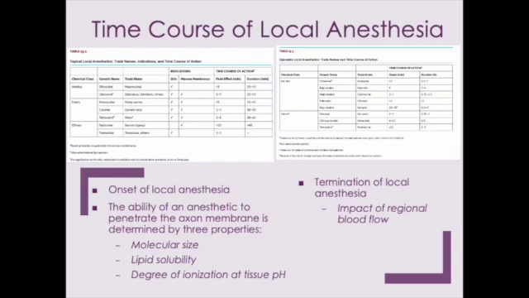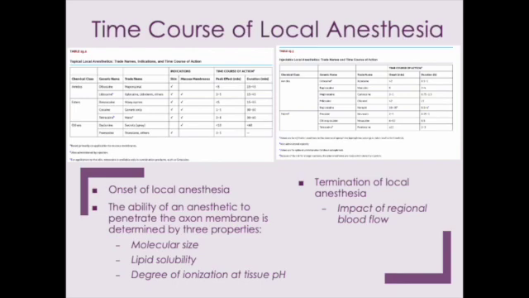I'm going to say that one more time. The anesthetics that are smaller in size with high lipid solubility and low ionization will actually cross the membrane more quickly. In contrast, anesthetics that are larger in size with low lipid solubility and high ionization are going to cross the axon membrane slower. Obviously, anesthetics that penetrate the axon more rapidly are going to have the fastest onset.